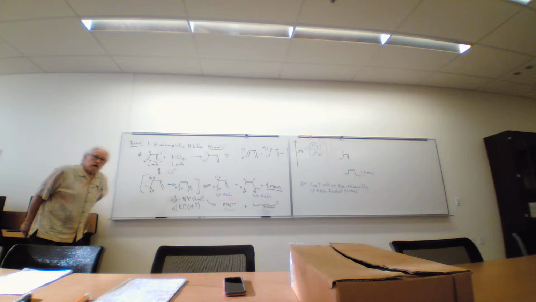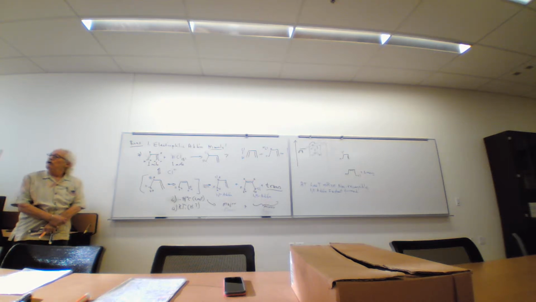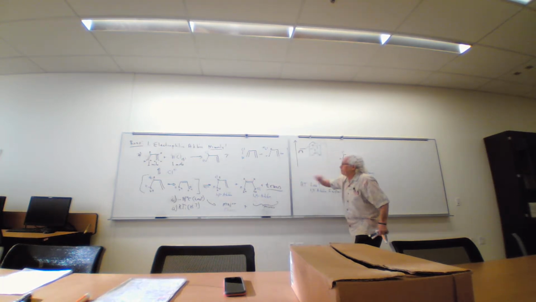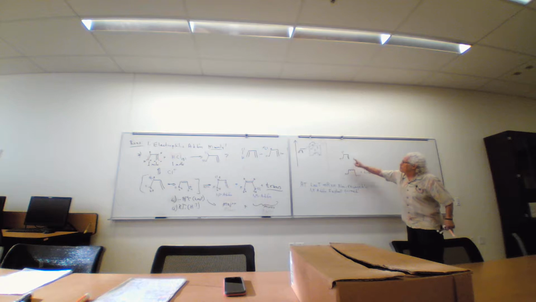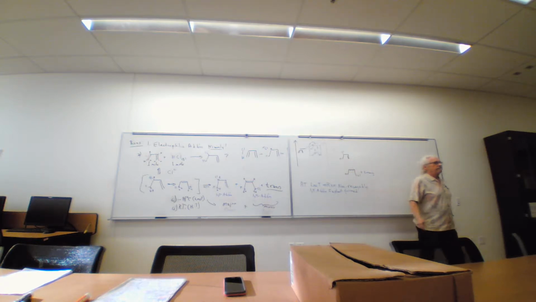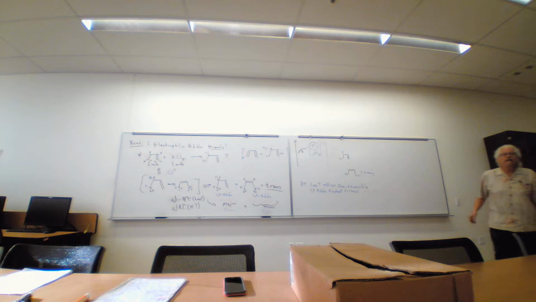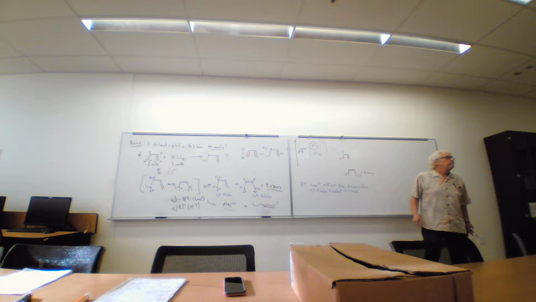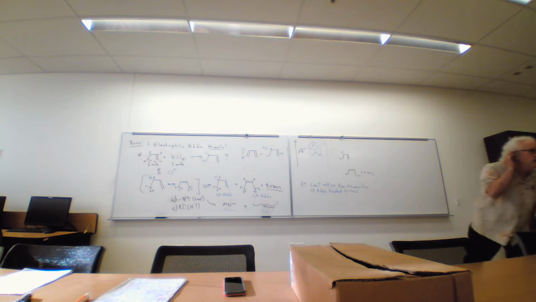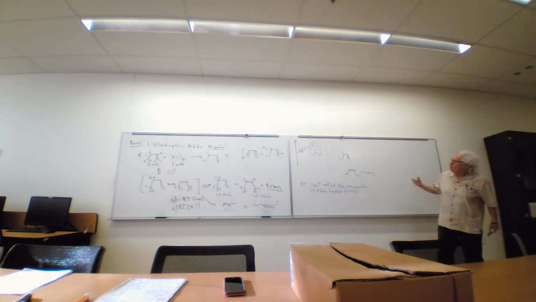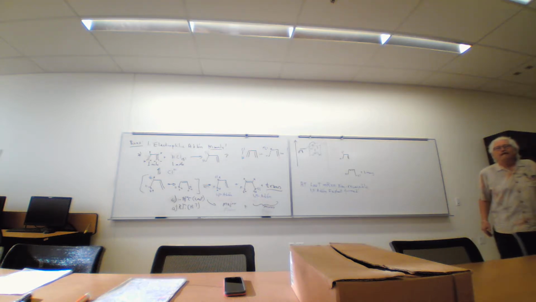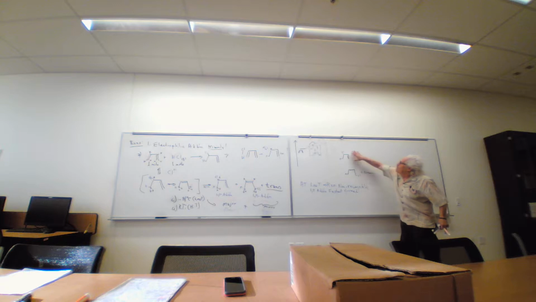Now, look at the two sets of final products. Here are my two sets of final products. Which set is more thermodynamically stable? The right or the left? Right. Why? Less energy, but that's what lower thermodynamics means. But why does it have less energy? Why is this more thermodynamically stable than that?